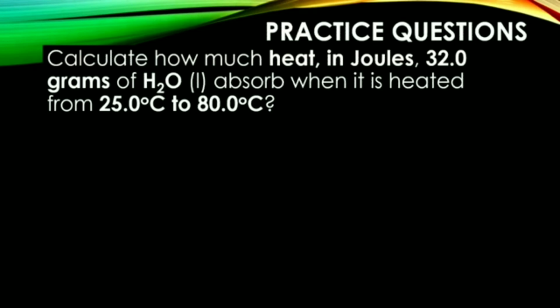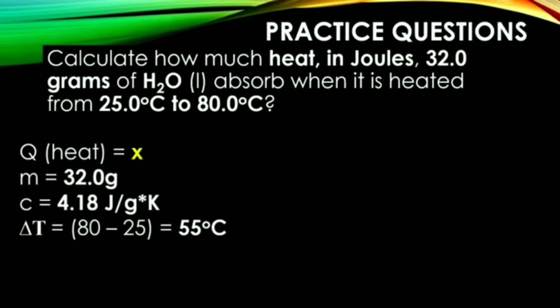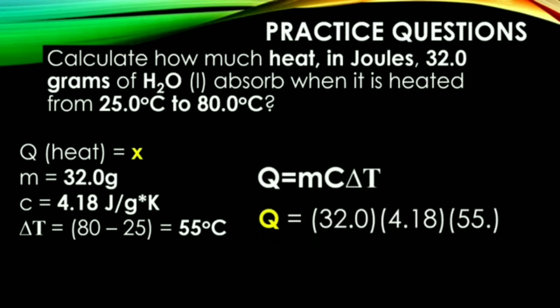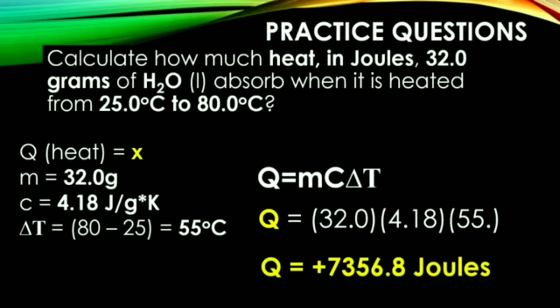Let's do some more practice problems. In this practice problem, we are calculating the amount of heat in joules 32 grams of liquid water absorb when it is heated from 25 degrees Celsius to 80 degrees Celsius. The first thing that you must always do is set up a variable table. So here we're looking for Q, which is heat. So we can assign this the variable X. We are given the mass and the change in temperature. Remember, one value is always coming from reference table B. That is the specific heat capacity. Once we substitute, all we have to do is use our calculator to solve. Notice that this is an endothermic reaction as represented by its positive delta H.